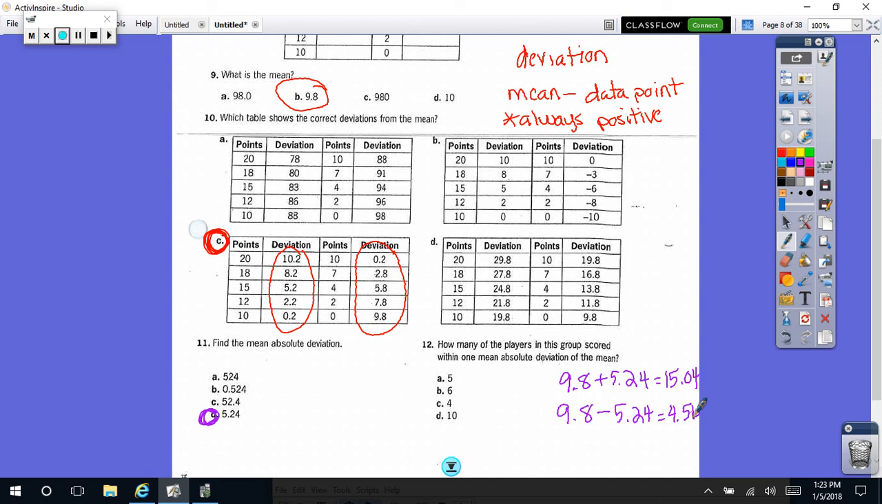Okay, so again, what does that mean? We are looking for the players that scored between 4.56 points and 15.04. So that's the range of players I'm looking for. Okay, so let's look at our chart that we have right here. These guys did not score nearly enough. Neither did this one. He has to be at least 4.56. 4 points does not cut it. All the way up to these two actually scored too many points, which I know sounds ridiculous, but the question that we're asking wants to know how many people scored within that deviation, so it is 5 people.